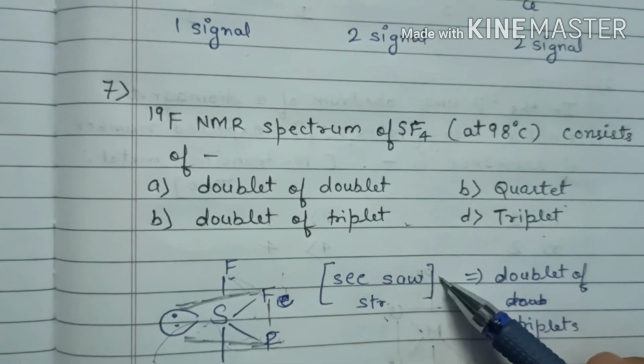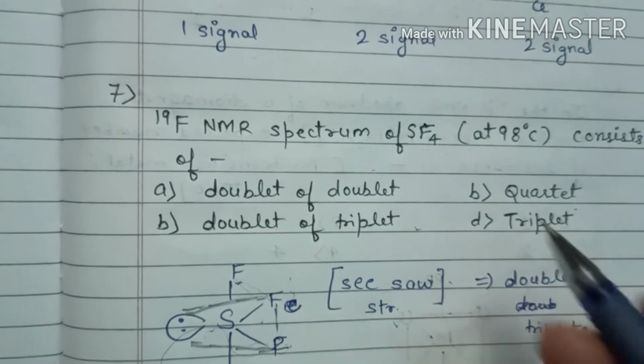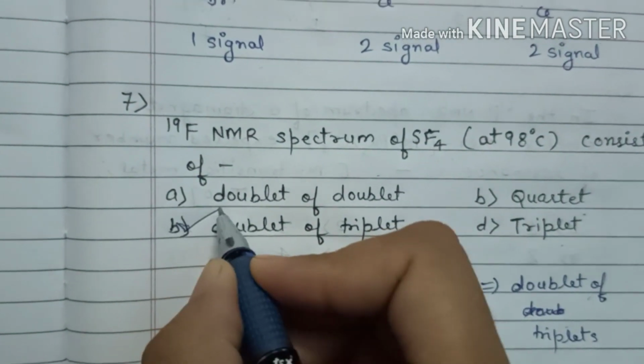So our correct option is doublet of triplet. So B is the correct option.